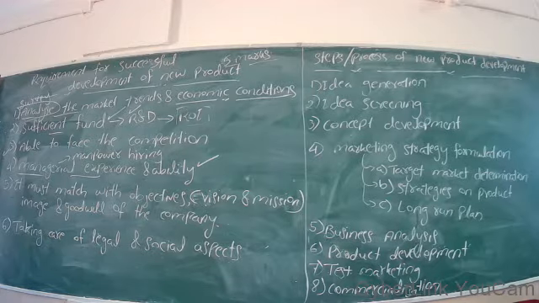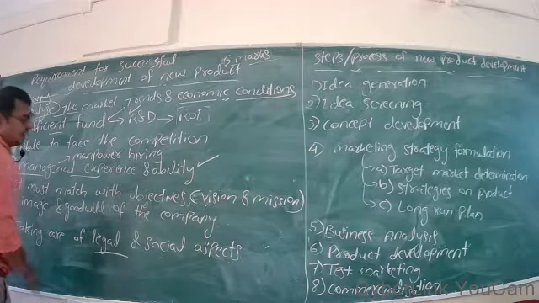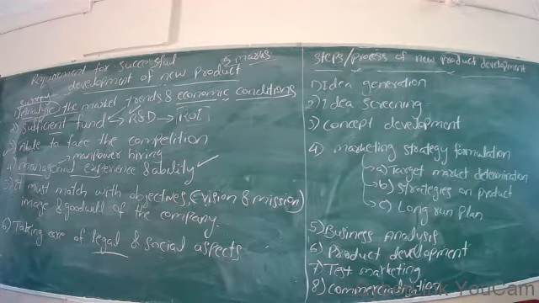Then once you develop a product, it should comply with all the governmental aspects, all the legal aspects and social aspects, so that your product should not violate the government rules and regulations. So you should take the legal aspect as well as the social aspect as well as governmental rules related to your product. So these are the major reasons for the success of any product.